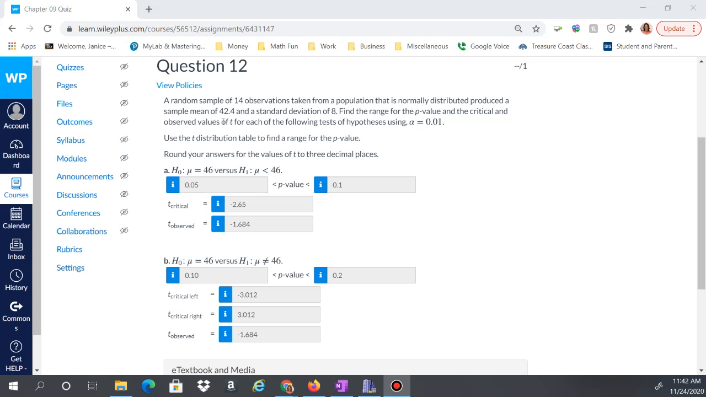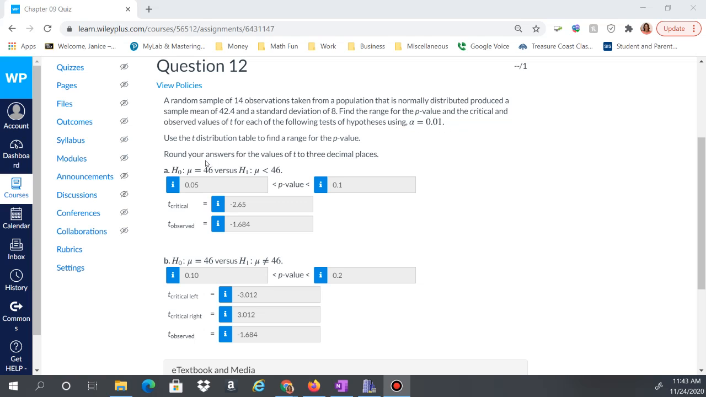Okay, so I want to go over this problem where we have the p-value in between two values. We have a random sample of 14 observations taken from a population that is normally distributed, produced a sample mean of 42.4 and a standard deviation of 8. Find the range for the p-value and the critical and observed values of t for each of the following tests using a significance level of 0.01.